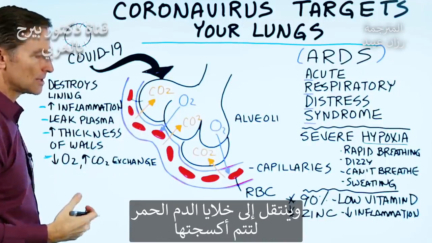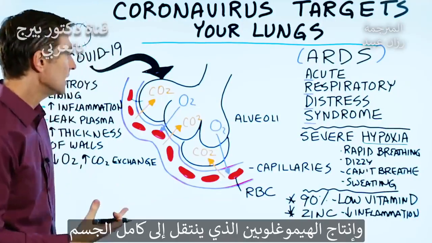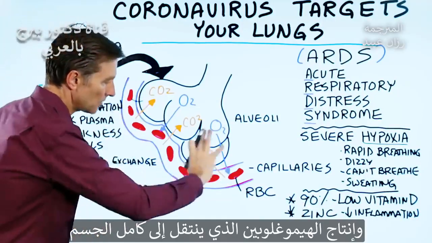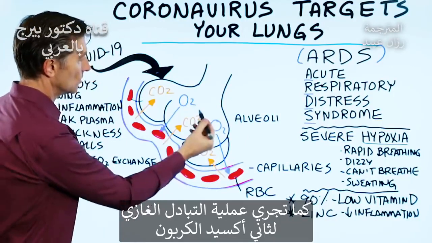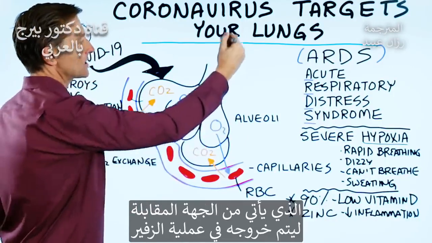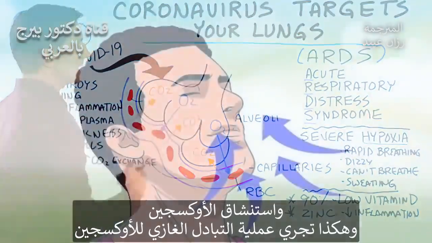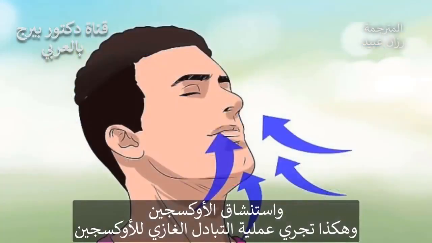So now the red blood cells can be oxygenated, and you can make hemoglobin, and that's carried through the entire body. You also have the exchange of CO2 that comes the other way, so you can exhale the CO2 out and breathe in the O2. So you have this exchange of oxygen.